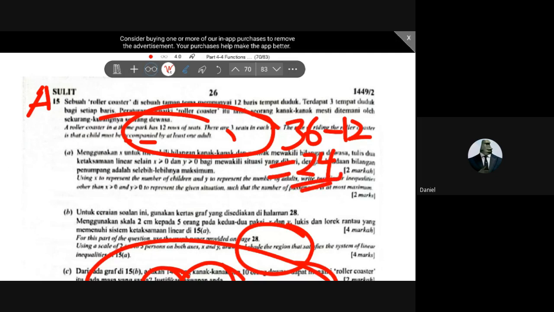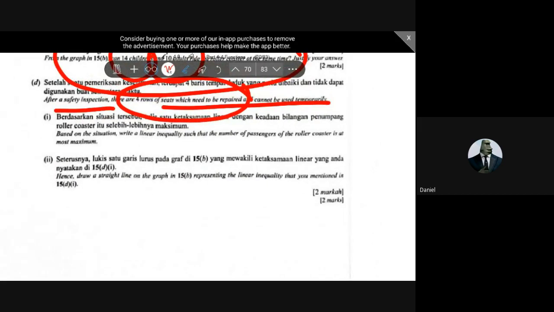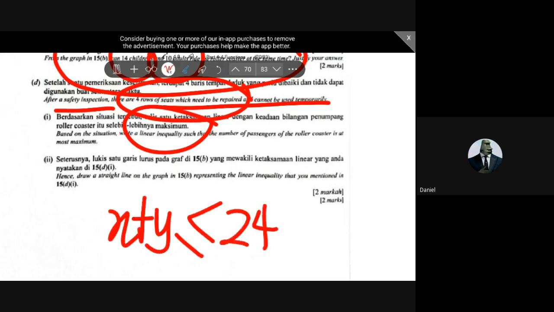Macam tu lah. Okay. So inequality dia, ketaksamaan linear dia akan jadi macam ni. x + y ≤ 24. Maximum keyword dia. Maksud dia simbol ketaksamaan macam ni. Lebih kecil atau sama dengan. So can you understand? For D1, itu jawapan D1. Semua masih okay? Feel okay. Kalau kamu jawab, I feel okay. Okay, good. So x + y ≤ 24, correct?